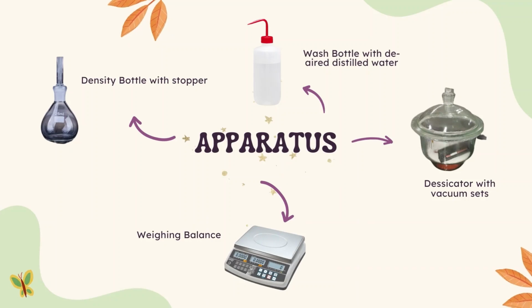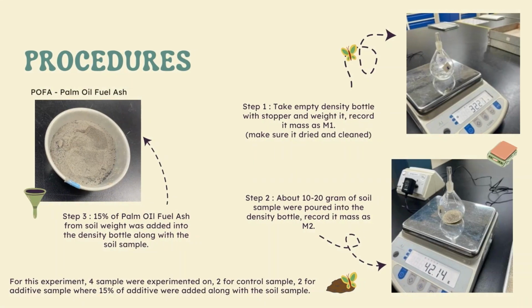The apparatus needed for this experiment are the density bottle with stopper, wash bottle with de-aired distilled water, desiccator with vacuum set, and weighing balance. For the procedure, step 1, take the empty density bottle with stopper and weigh it, record it as M1. You need to make sure it is dry and clean before you weigh it.